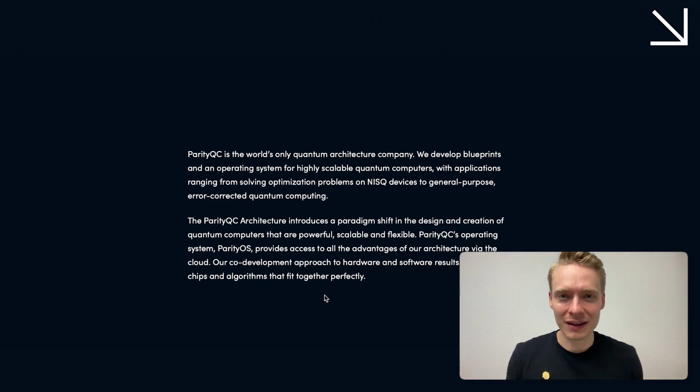So there's a lot of information in that. Let's go through it step by step and disentangle. So they are a quantum architecture company, which means they don't have their own product as far as I understand, but well, they do have their own product, which is ParityOS and the ParityQC architecture, but their customers are quantum computing manufacturers. So they are selling architectural components to companies that are trying to build quantum computers.